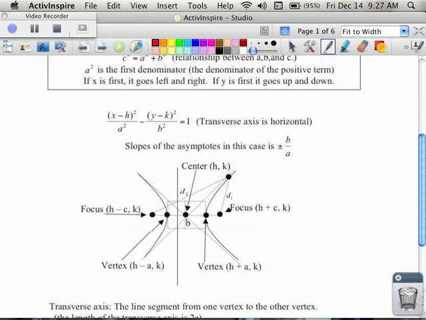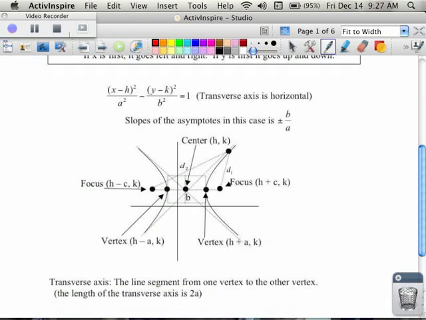The first kind of hyperbola that we're going to be talking about is one that opens up left and right, or horizontally. What you'll notice is if it opens up horizontally, the x thing will be coming first, period. You don't have a choice. If the x thing comes first and is positive, then it opens up horizontally.